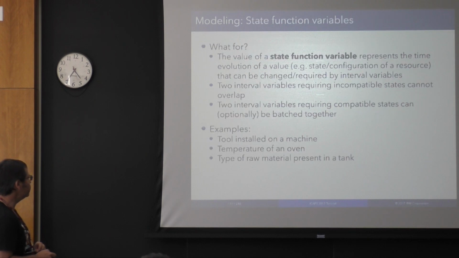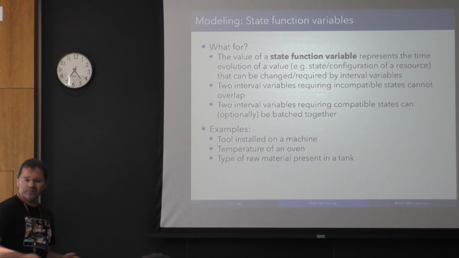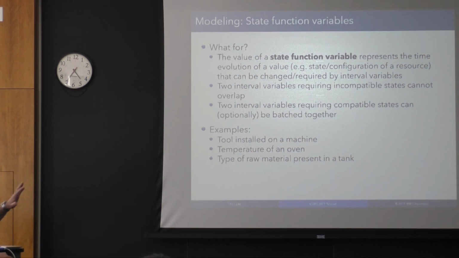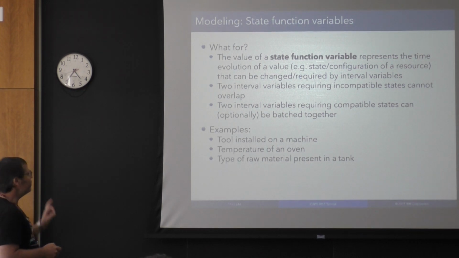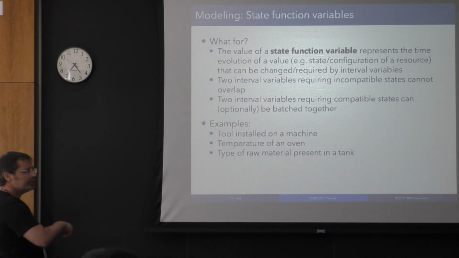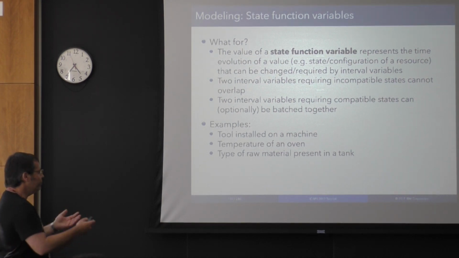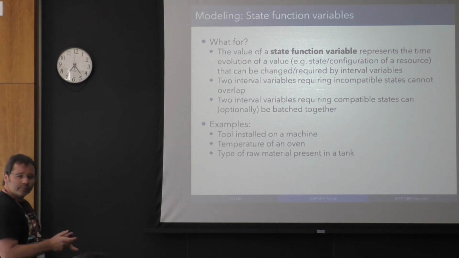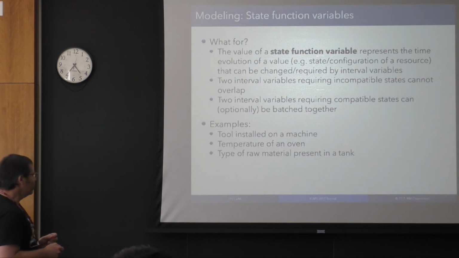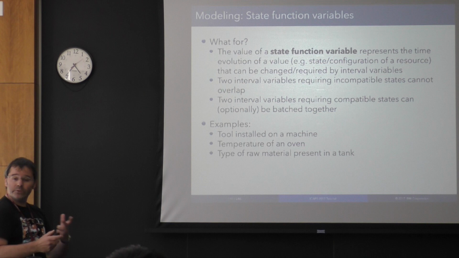I'll speed up a little bit because probably we want to see other things than just the model. The last thing of the model, and this is the last concept in the model, is the one of state function. I will go very fast for it, but the idea here is that it's a new type of decision variable. It's a state function. It represents the time evolution of a given value that may correspond to the state, the configuration of a resource, and that can be changed or required by interval variables. And the idea is that if you have two interval variables that require incompatible states on this function, they cannot be executed at the same time.